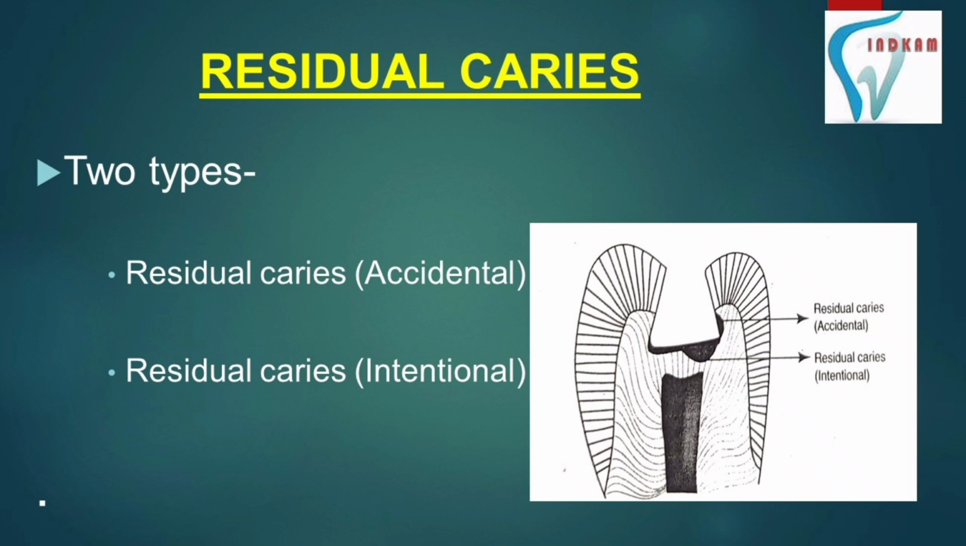Residual caries can be categorized into two. One accidental and second one is intentional residual caries. See in the diagram here, it is accidental caries which is left behind due to the negligence of the operator. This is the residual caries which is left intentionally by the operator to prevent the pulp from exposure.